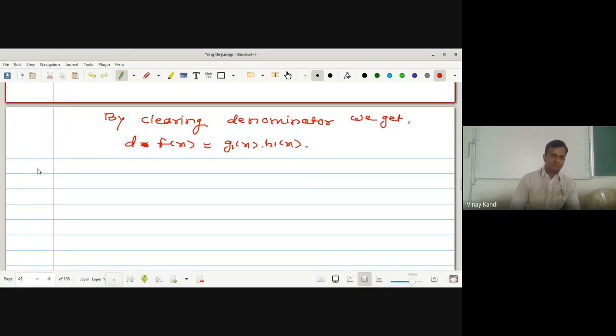For example, x square minus 4 is equal to x minus 2 into x plus 2; I took this.